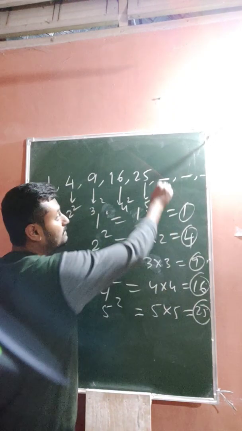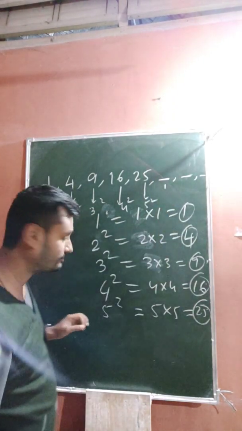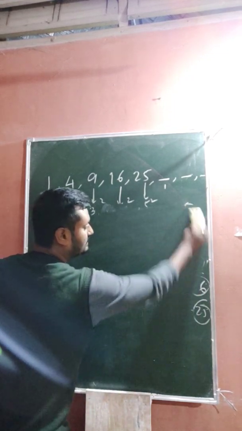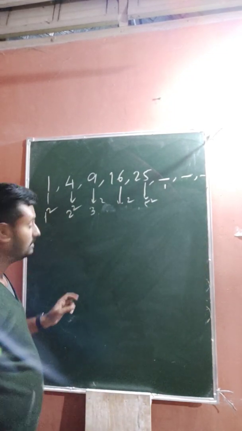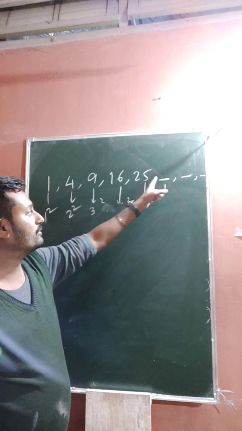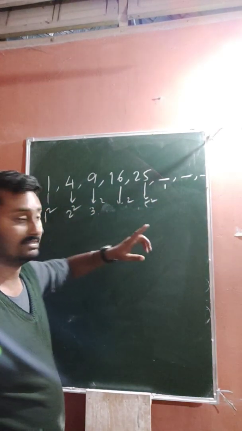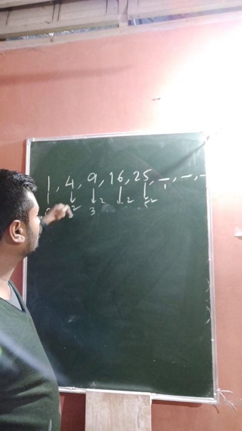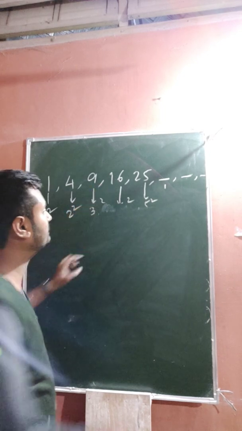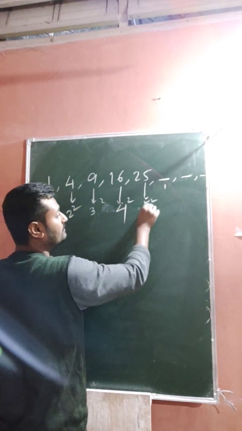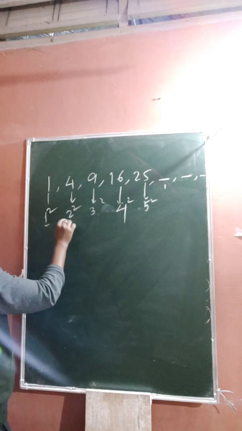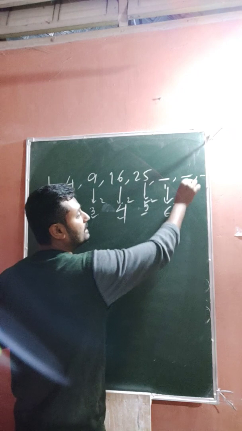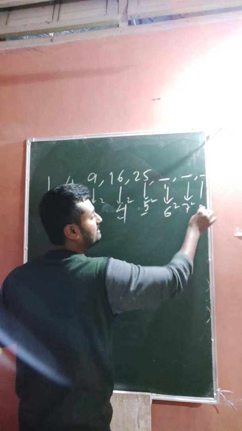Then the next number must be the square of 6, because they are consecutive squares. The question is: 1, 4, 9, 16, 25, find the next three numbers. 1 is 1 square, 4 is 2 square, 9 is 3 square, 16 is 4 square, 25 is 5 square. So these are the serial numbers 1, 2, 3, 4, 5. This number must be 6 square, this must be 7 square, and this must be 8 square.